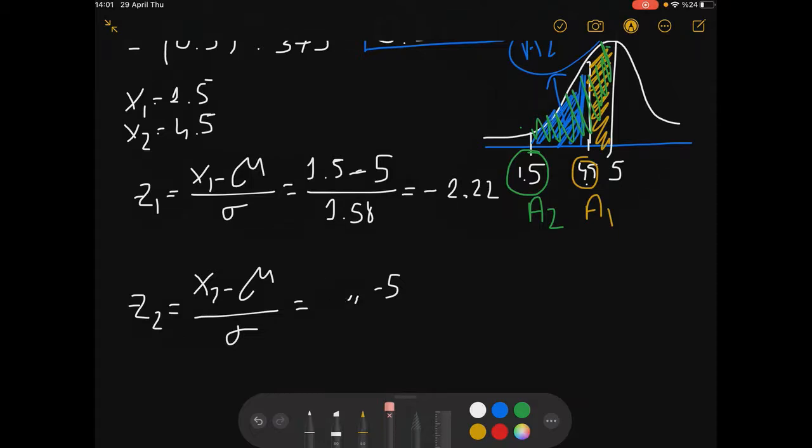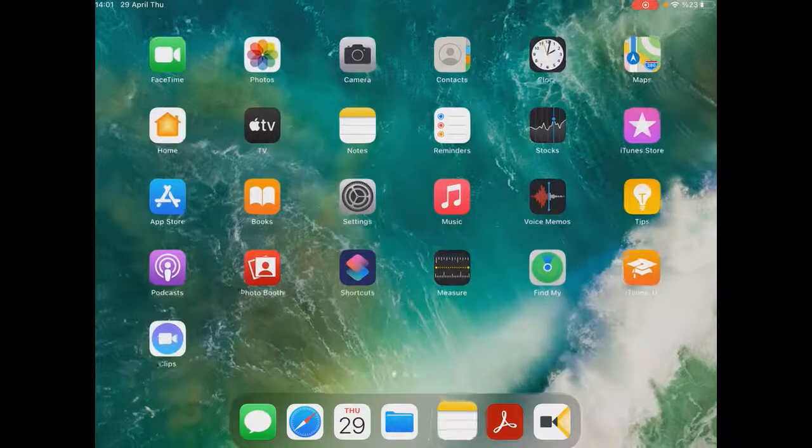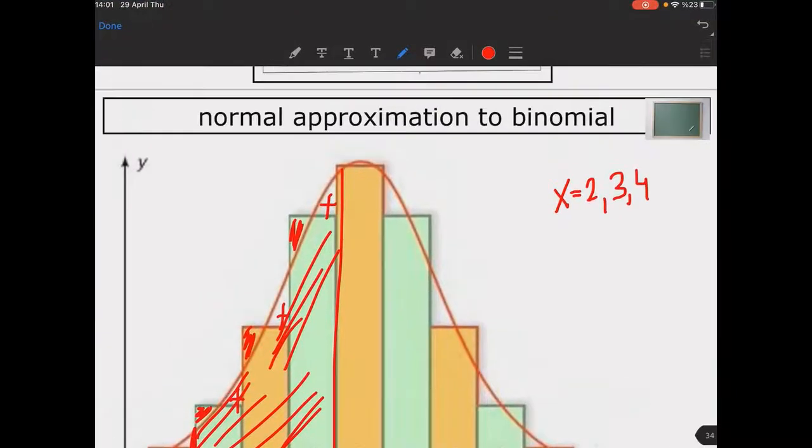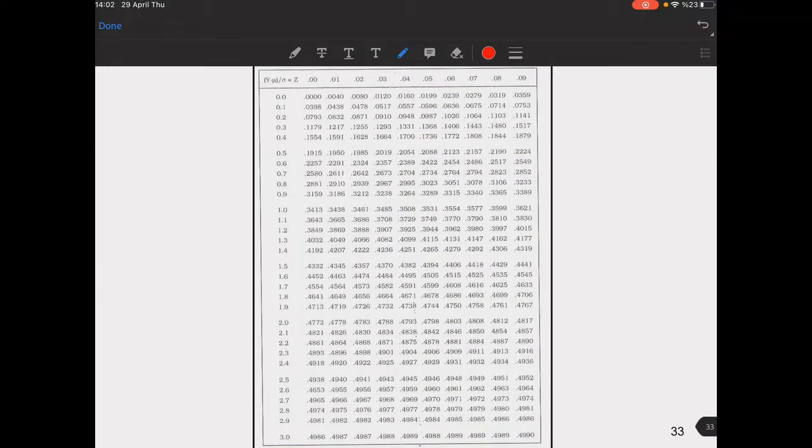Okay, I couldn't write 4.5 here. 4.5, okay, much better. Over 1.58, it would be what? Already calculated for you, minus 32 right here. But we need to have the corresponding areas or corresponding probabilities here. Let's take a look at 2. Again, we will rely on our table.